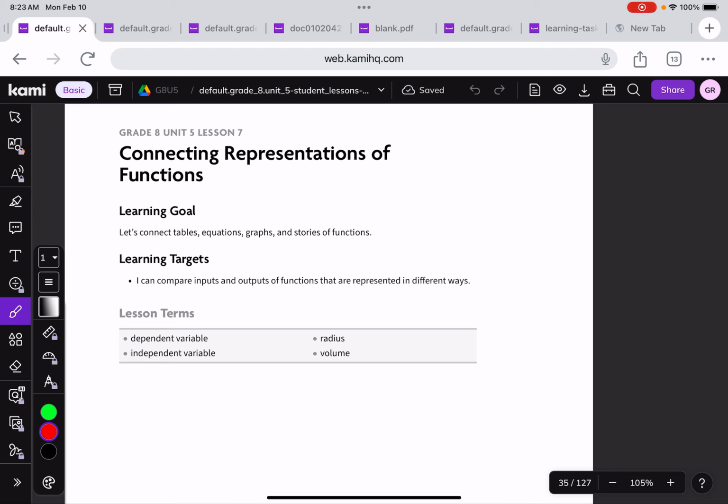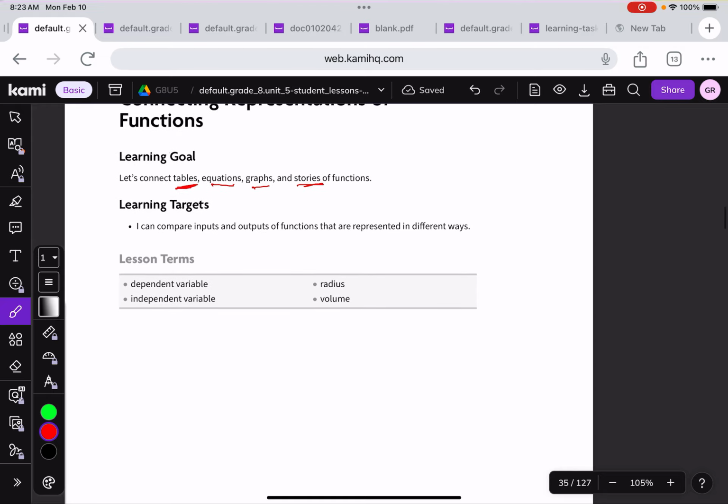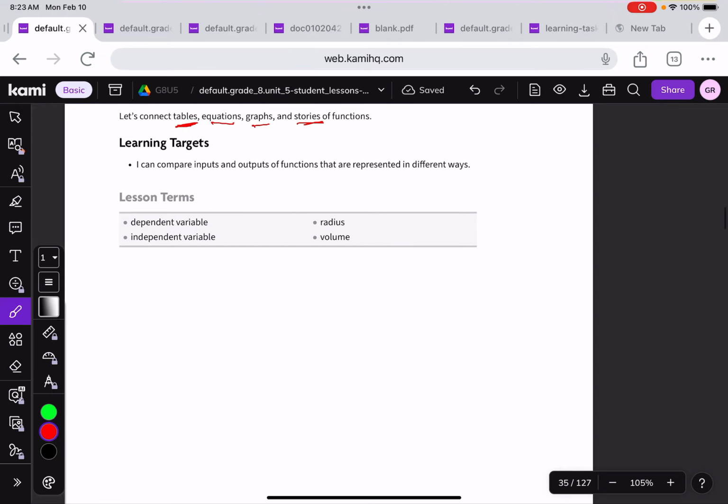But we're going to do Grade 8, Unit 5, Lesson 7, Connecting Representations of Functions. So we briefly discussed, but today we're going to connect them all because we've looked at tables, we looked at equations, we've looked at graphs, and then also just a story can also be a function. Now we're going to look at them and be able to compare them rather than just look at one or the other. We're going to look at two functions and compare them and see how they add up to one another, or better yet, just compare.